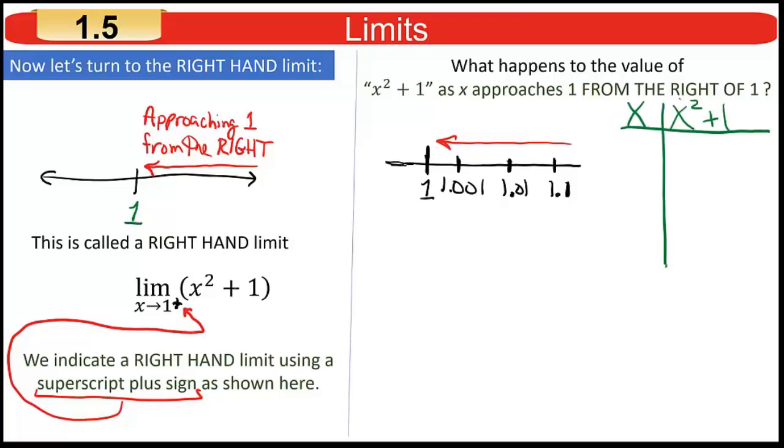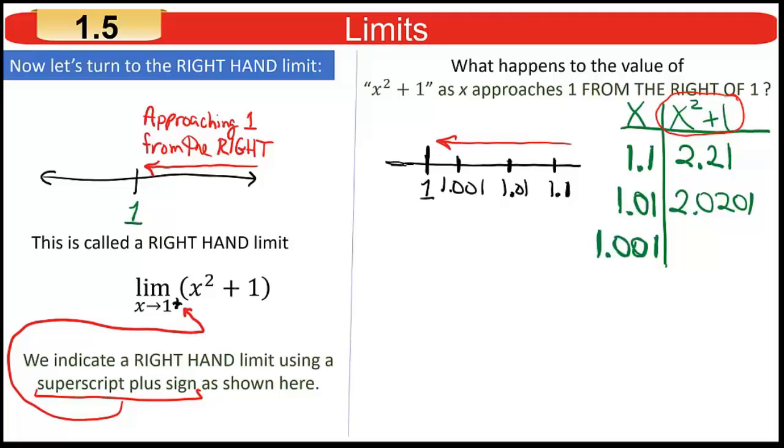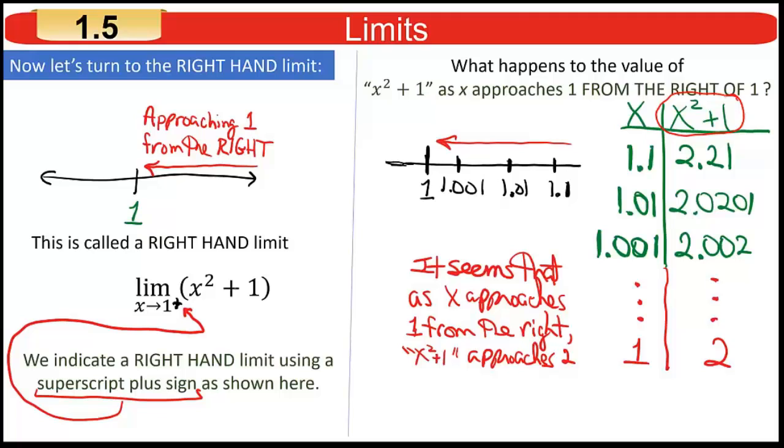So let's table those values and do exactly the same thing. Start with this 1.1 and plug it into the expression, which means we need to square it and add 1 to it. Well, if you square 1.1 and add 1 to it, you'll get 2.21. Moving closer, plug in 1.01, square it, add 1 to it, you'll get 2.0201. Getting even closer, 1.001, square it, add 1 to it, you'll get 2.002. And if you wanted to do 1.0001, you could, but what you would find is that you're getting closer and closer to the value of 2 as x gets closer and closer to the value of 1 from the right. And in that sense, we would say that the limit of x squared plus 1 as x approaches 1 from the right is equal to 2.